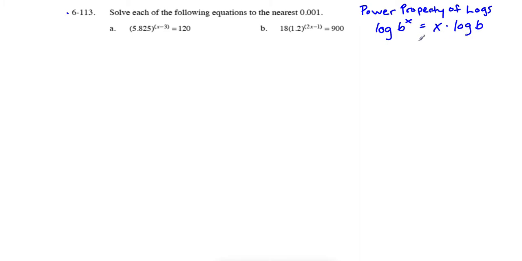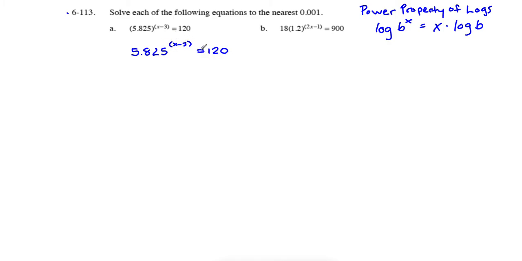So let's take a look here. Our first problem, we had 5 and 825 thousandths being raised to the power of x minus 3 equals 120. Now, our variable is up here in the exponent, and this is that new method we've learned for solving this. You know other methods. You could use guess and check, or you could graph this equation as a system of equations by graphing this side and then graphing this side and finding the intersection point. And this is our new method.